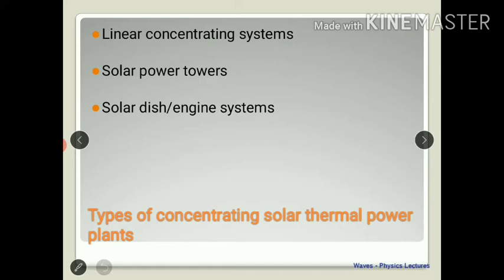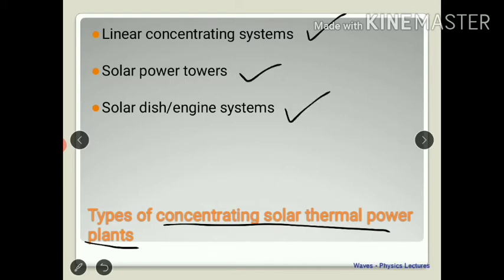Now the types of concentrating solar power plants can broadly be divided into three: the linear concentrating system, the solar power tower, and solar dish engine systems. Here we are using different kinds of concentrators. If you use a concentrator, the sunlight gets concentrated and falls on a particular receiver, which will generate a lot of heat.